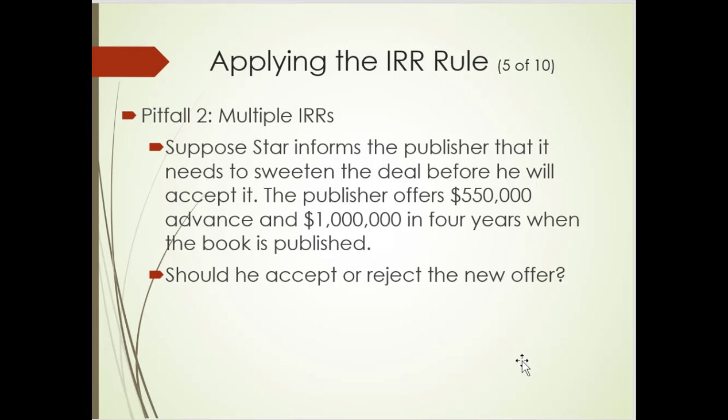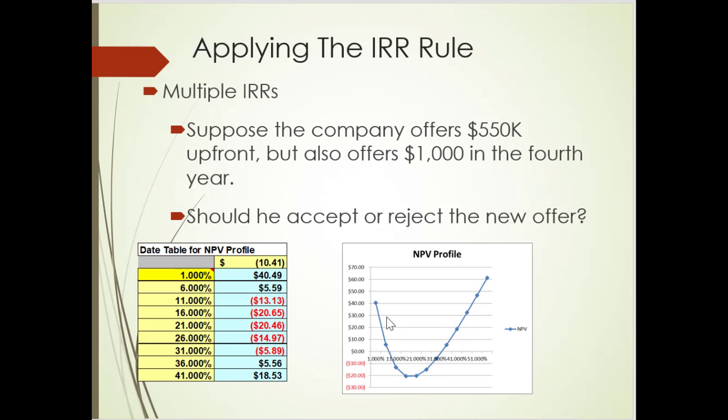So now let's assume they're going to offer you $550,000 in advance and $1 million in 4 years when the book is published. So now, should we accept the project or not? What does it look like? Well, again, if you look at the data table, and we need to enter the data obviously into the capital budgeting techniques worksheet, what we find is a strange thing.